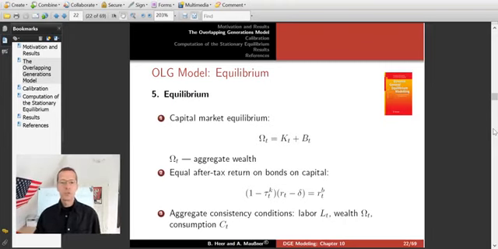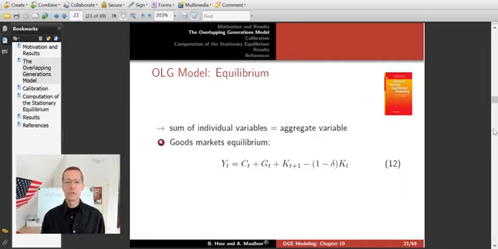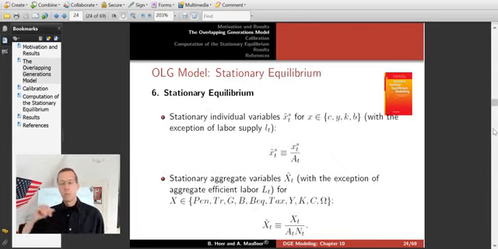Now, our equilibrium conditions are that total savings, total wealth, which we call omega, is equal to total capital plus government bonds. The two after-tax returns must be equal. And we have aggregate consistency conditions so that the sum of the individual variables is equal to the aggregate variables. We have the goods market equilibrium, and we now want to describe a stationary equilibrium so that we can compute an equilibrium where survival probabilities are constant, population growth rate is constant, and the distribution across the cohorts is constant.